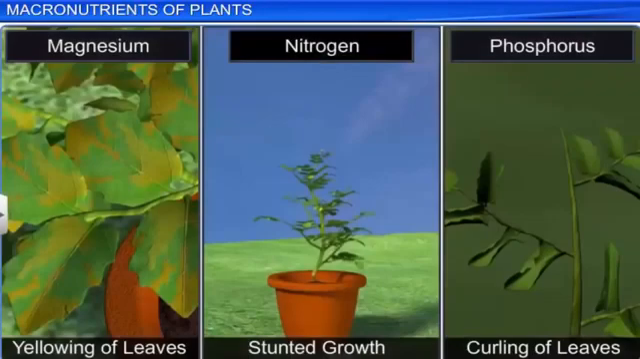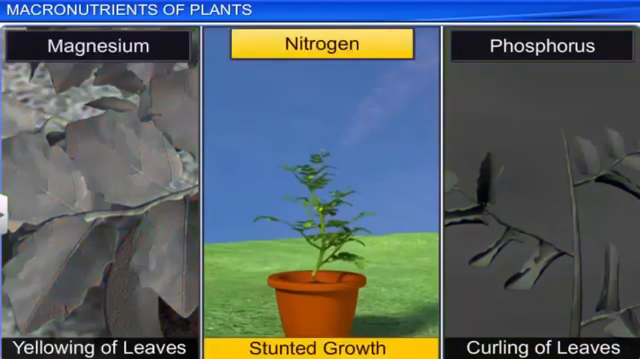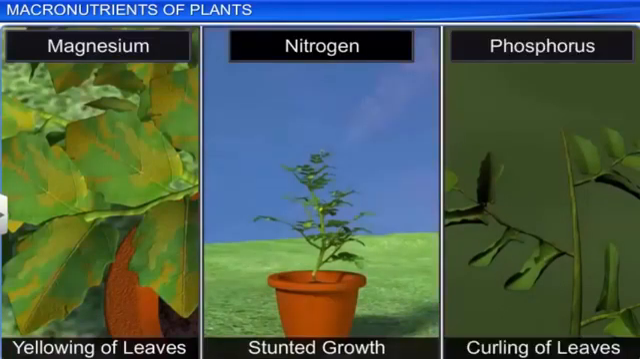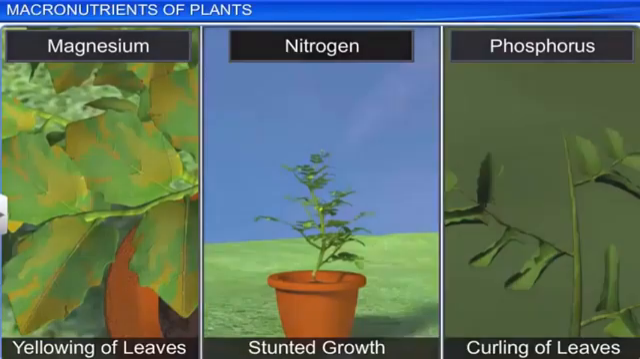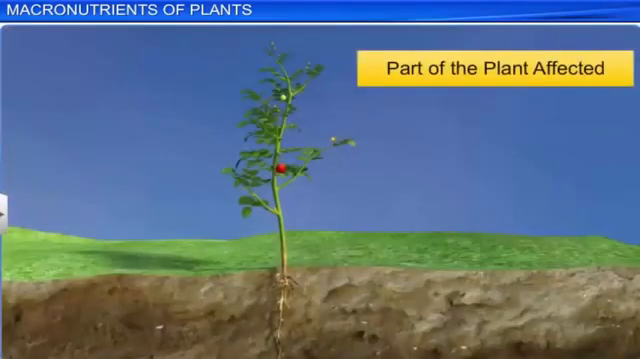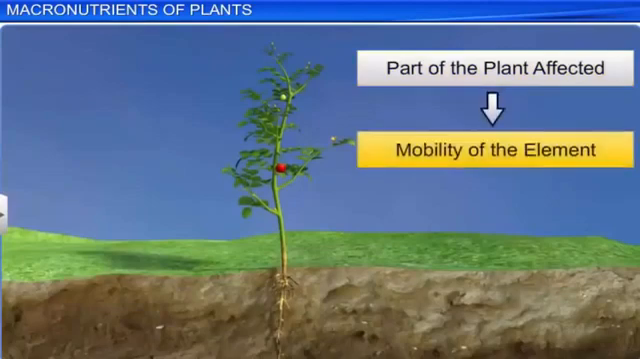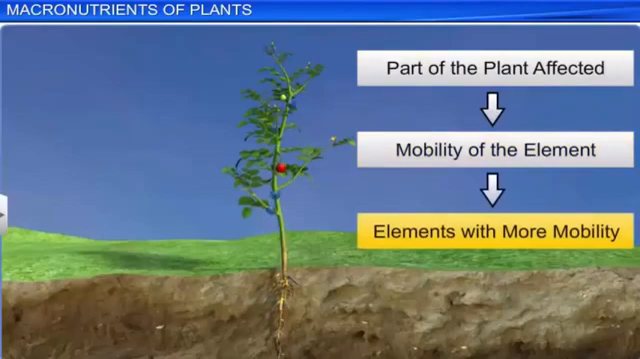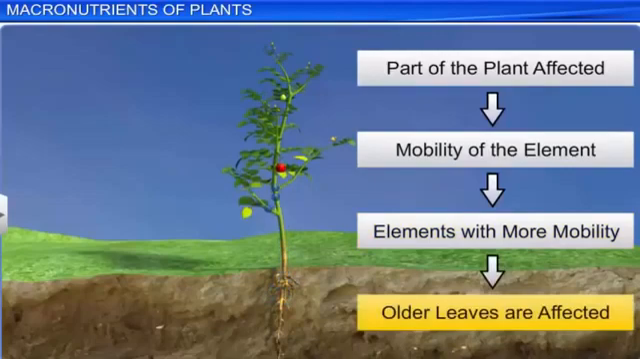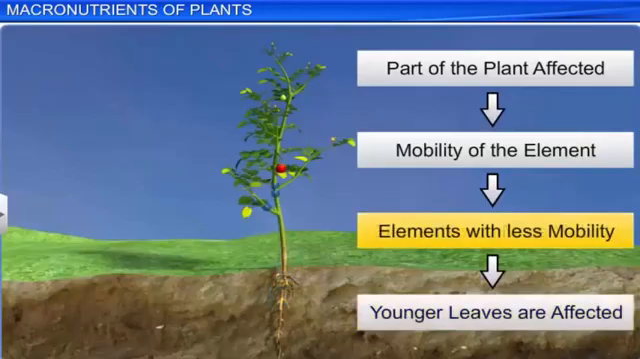Each nutrient assists in a particular growth area, and hence the deficiency of each element creates different symptoms in a plant. The symptoms disappear once the deficient element is supplied. The parts of the plant that show the symptoms of deficiency also depend on the mobility of the element in the plant. Elements with more mobility export to younger leaves, making older leaves prone to symptoms. Younger leaves get affected in case of a less mobile element.